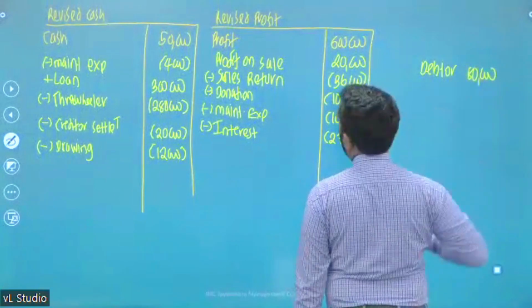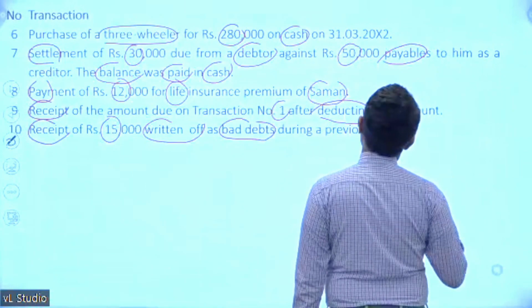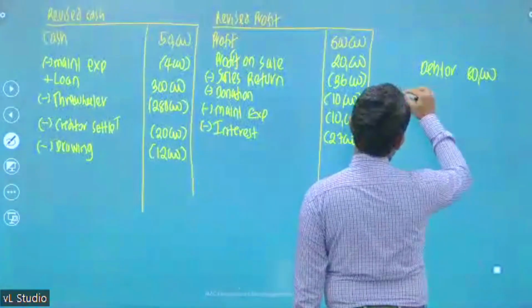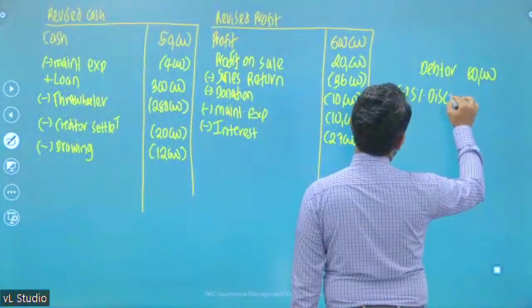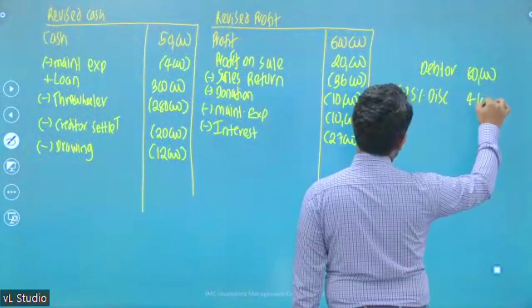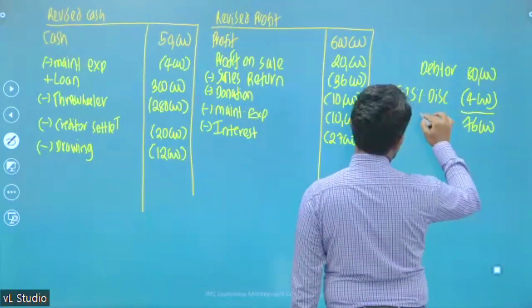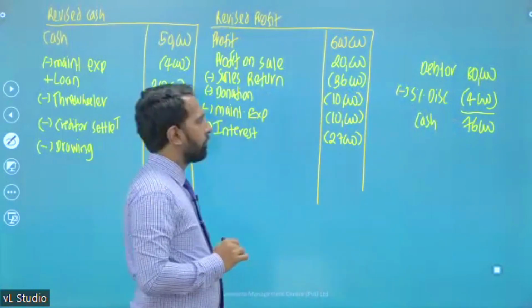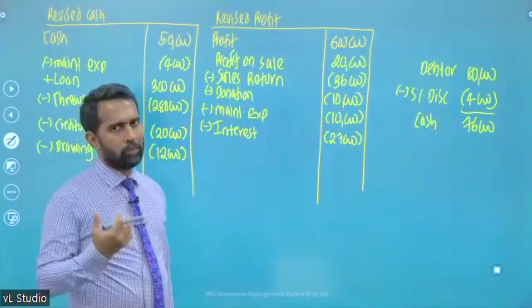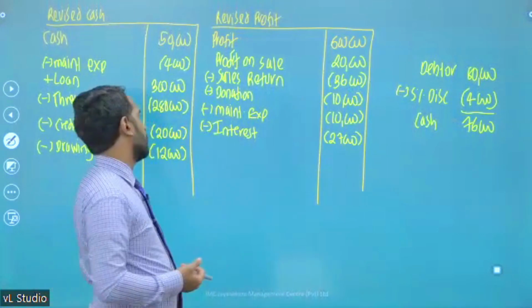And you are getting the settlement, receipt of the amount due after a 5% discount. So from this, we need to deduct the 5% cash discount, so it's 4,000. The amount of cash you are going to get is 76,000. So the debtor is 80,000, the discount given is 5%, and the cash you are going to get is 76,000.